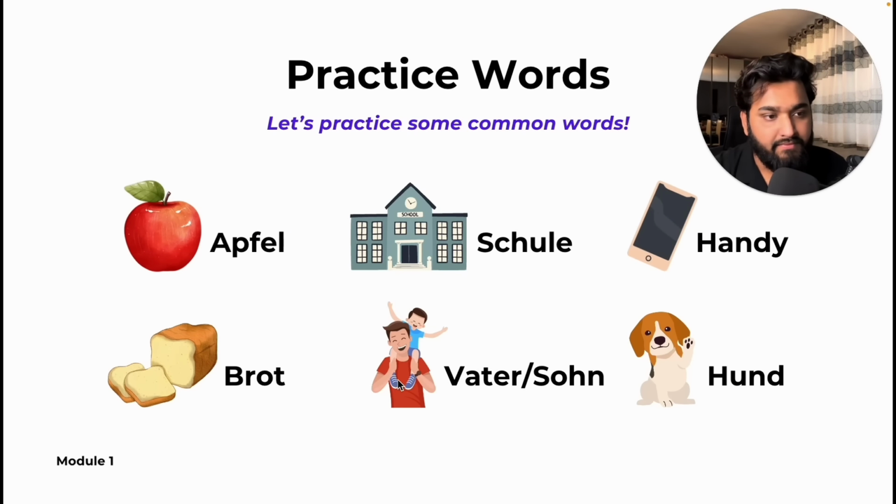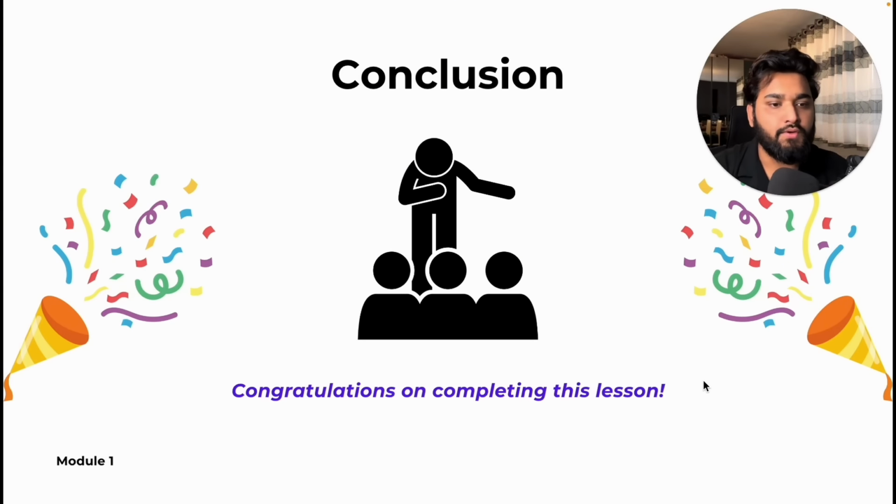Then you have a father and a son. So father is in German Vater, and son is in German Sohn. Then you have Hund. Hund means dog. So repeat after me. Apfel, Schule, Handy, Brot, Vater, Sohn, Hund.